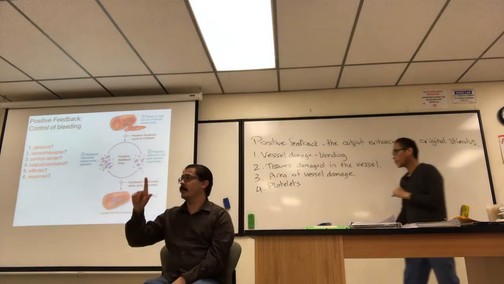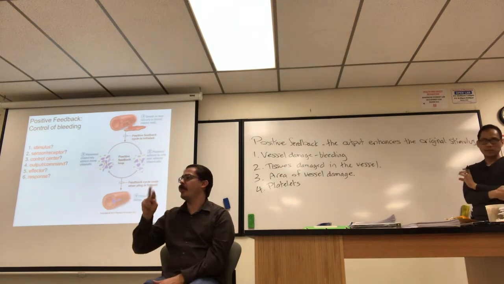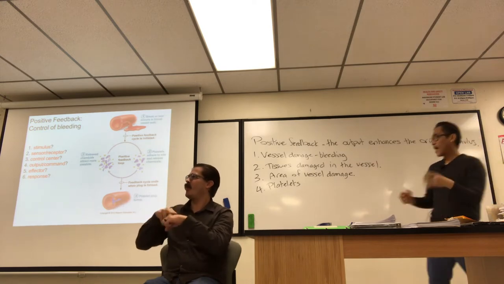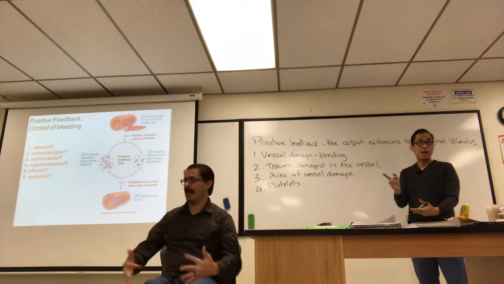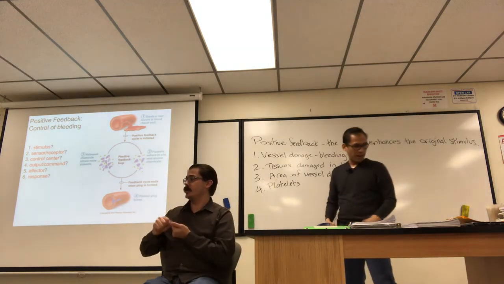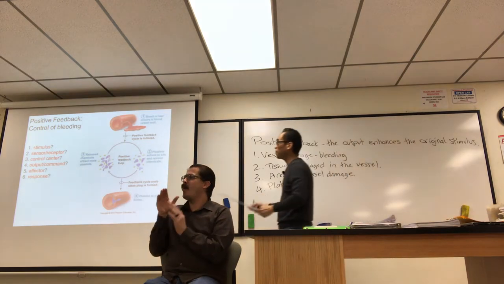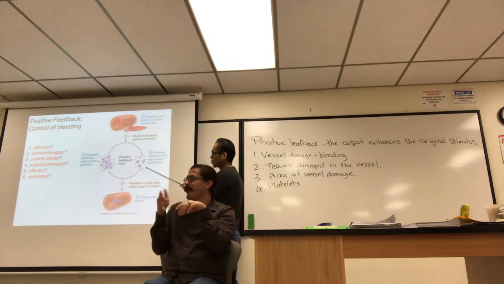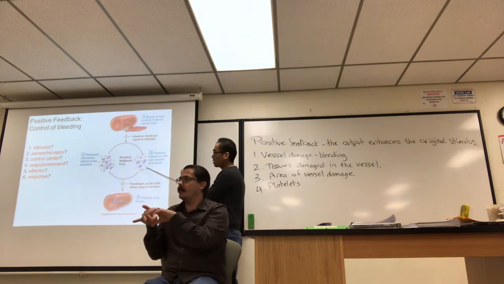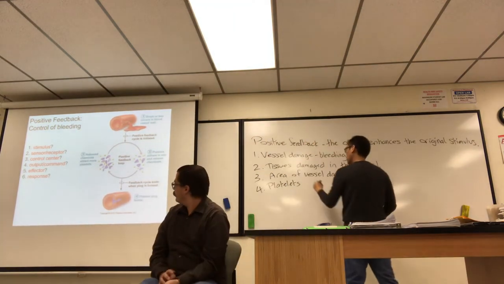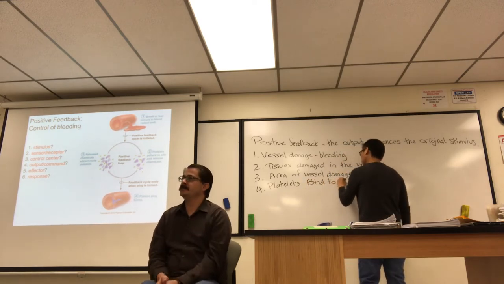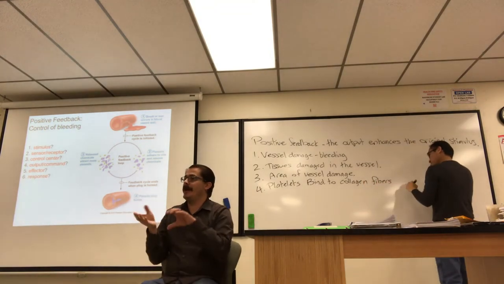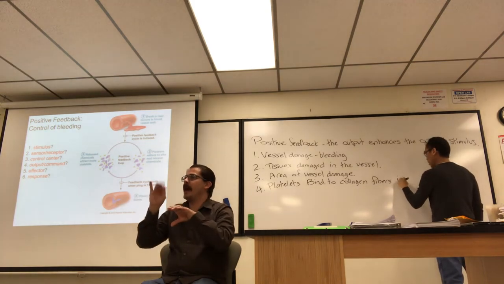Platelets, for those of you that don't know, are also called thrombocytes. They initiate blood clotting and they always circulate in your blood, but they don't normally bind to anything. They're just circulating. But when you have a damaged vessel, imagine that there are little collagen fibers that stick up into the flowing blood, and they catch circulating platelets like fish hooks, and they bind there. Platelets bind to collagen fibers in the damaged area.